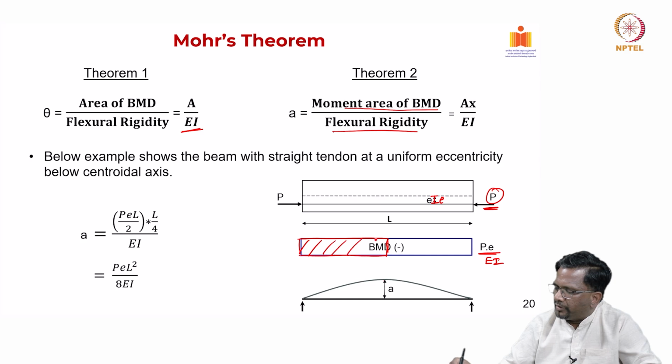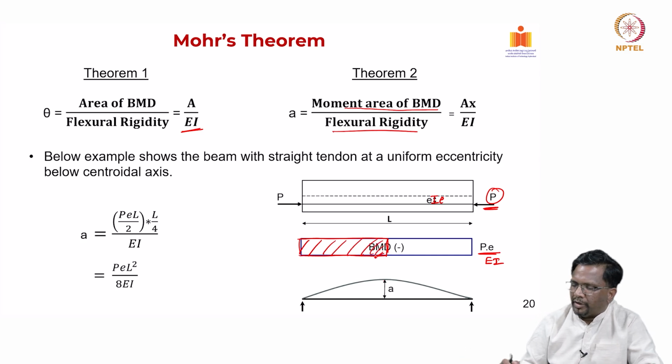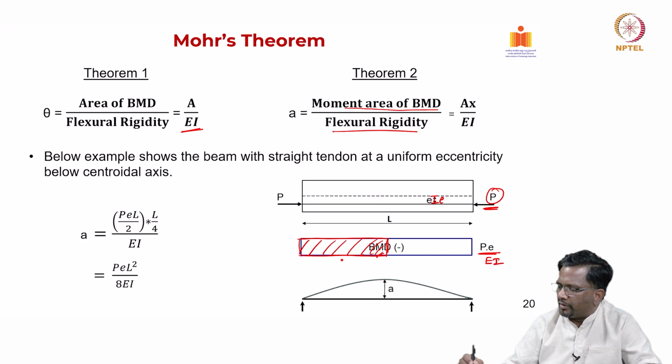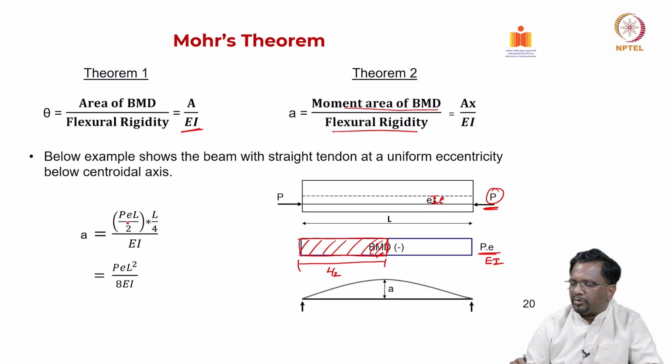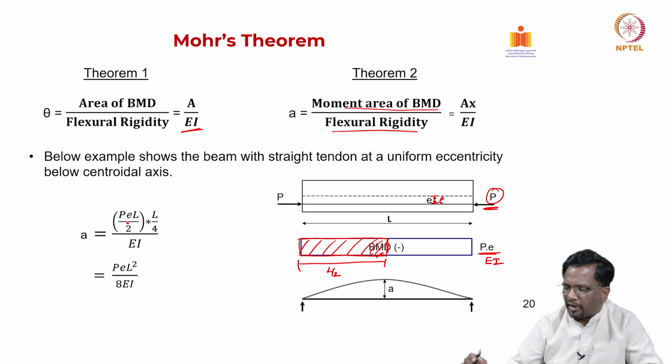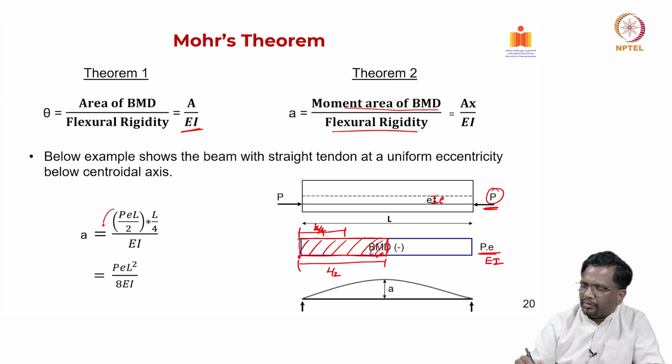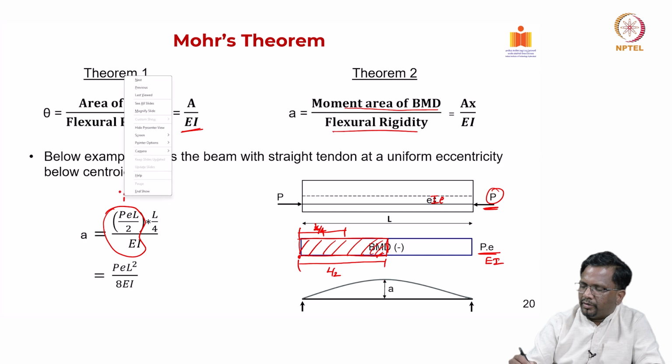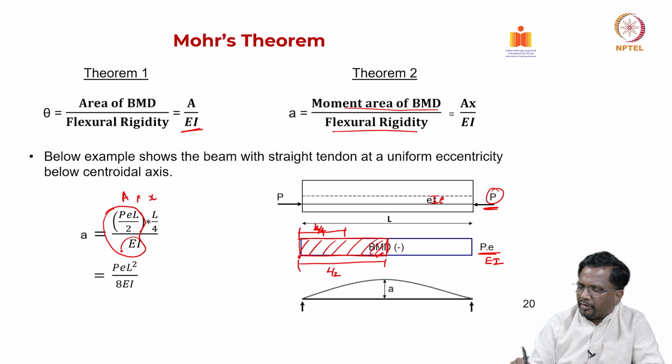So, what is the area? Area is nothing but PE by EI, and this distance is now L by 2. So, PE by EI into L by 2, and then I take the moment of this about the point A. So, the CG is going to be at a distance of L by 4. Okay. So, this is your area, and this is your area times your x divided by EI.